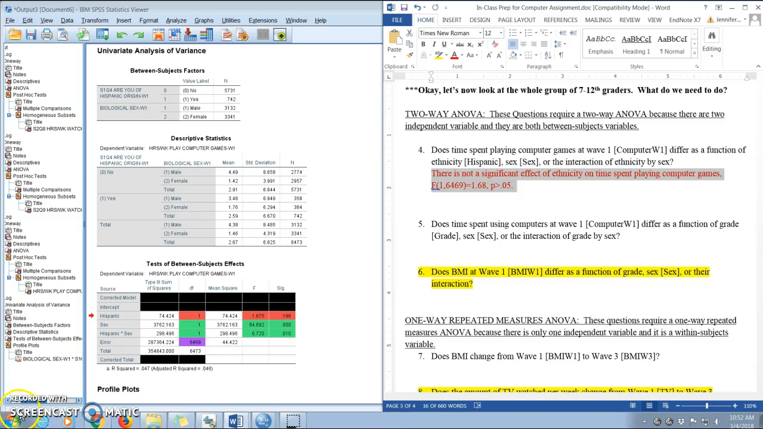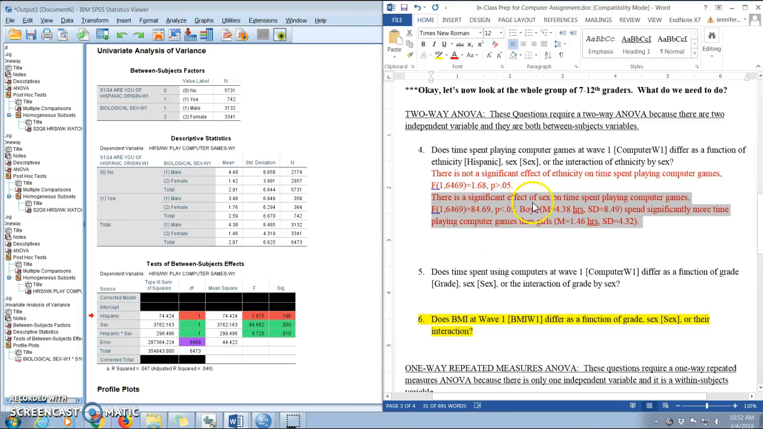Okay, then we're going to do the same for the next main effect. So you see there is a significant effect of sex on time spent playing computer games. F, again with 1 and 6469, equals 84.69. That's coming from over here. P less than 0.05. You could put P less than 0.01 or 0.001 here if you wanted to because it's so small. And then, because it's significant, we need to write a sentence that explains the nature of that difference.